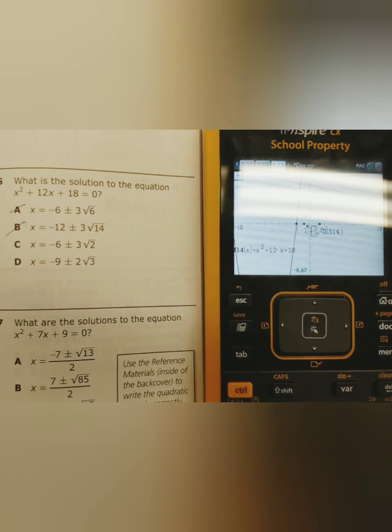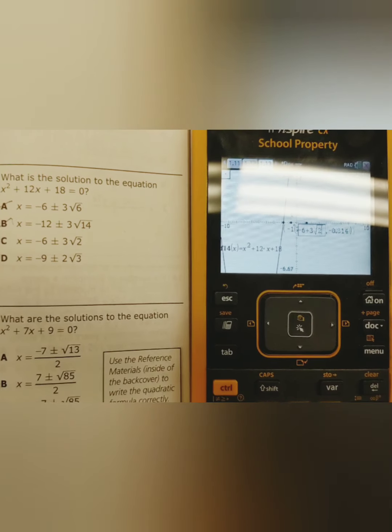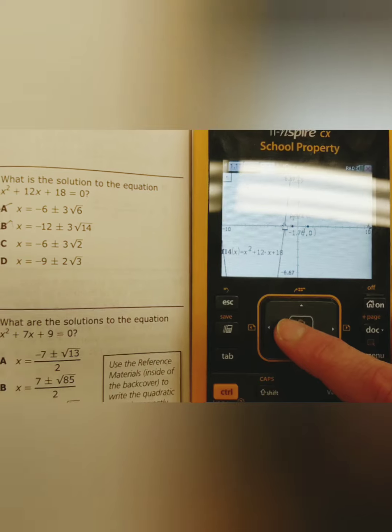Parenthesis, -6 plus 3 square root of 2, enter 0. Ooh, now that one matches.